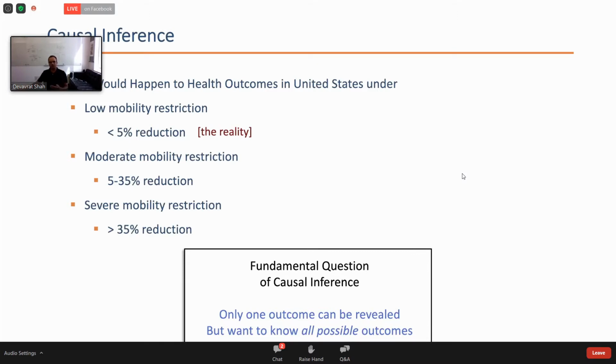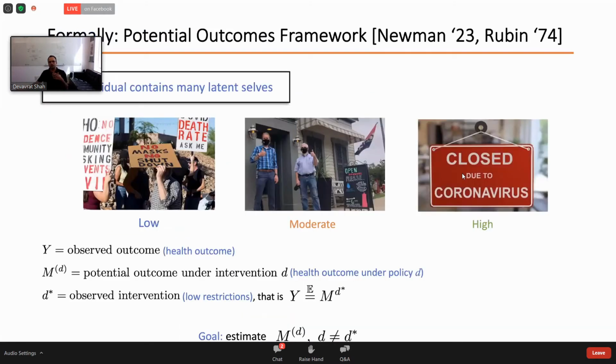Okay. How do we start thinking formally about this thing? Well, a traditional way to think about causal inference is through the framework of what's called the potential outcomes framework. Effectively, what it says is that every unit, every country, every individual has multiple different latent states, and depending on different interventions, one shows each of these different latent states corresponding to those interventions.